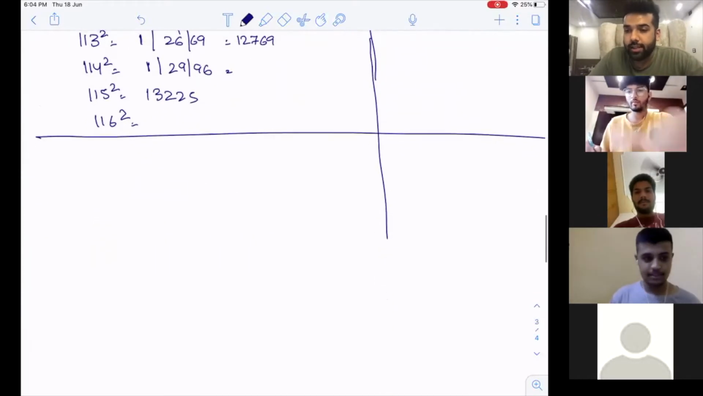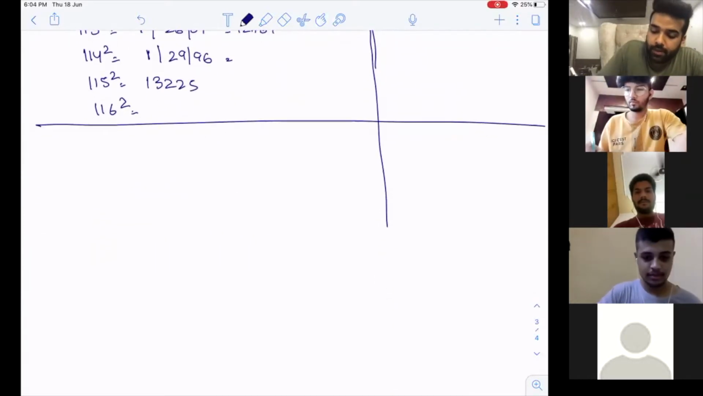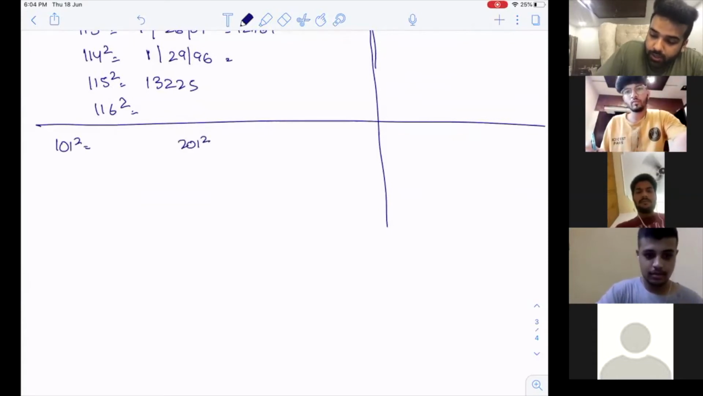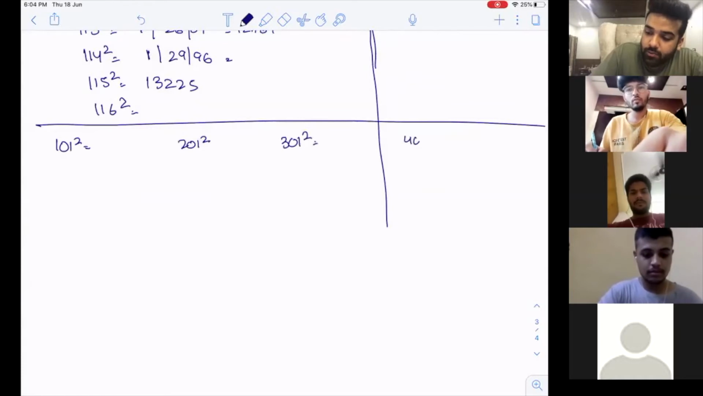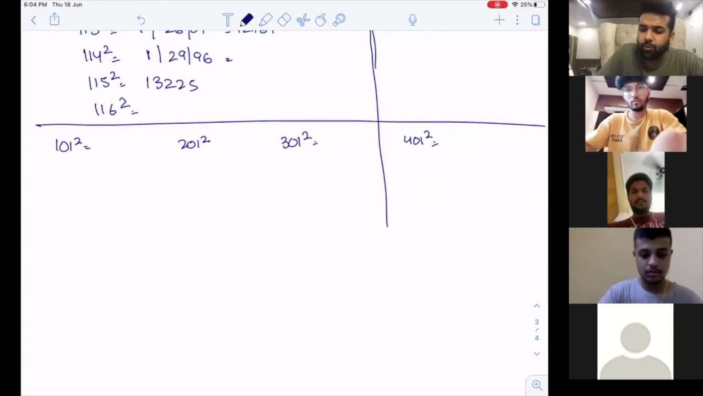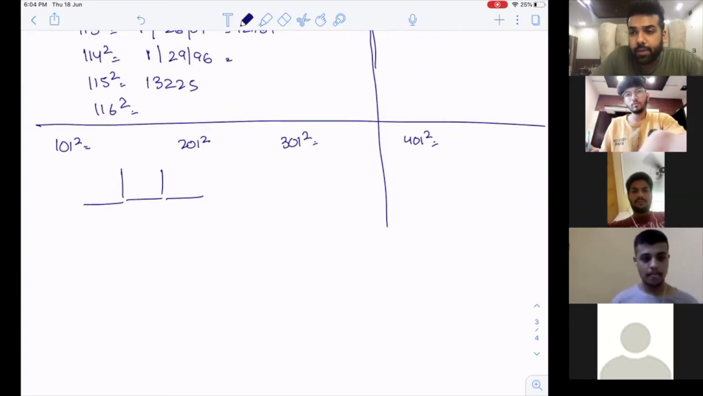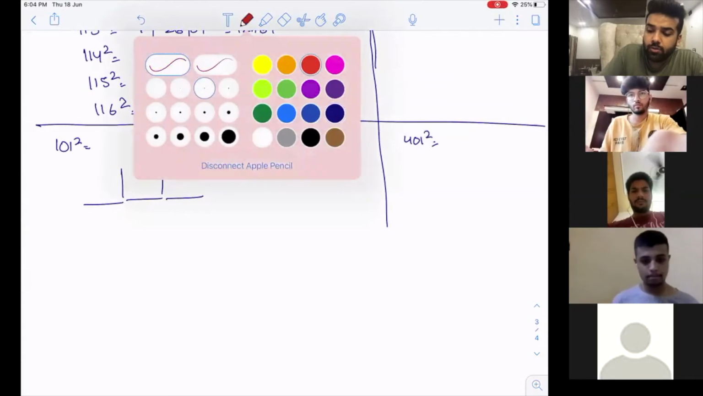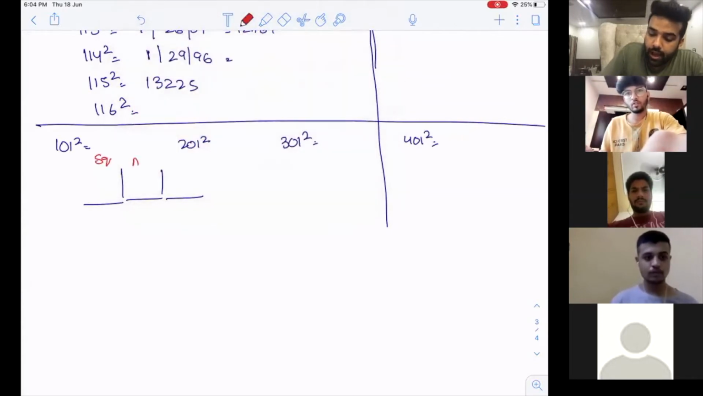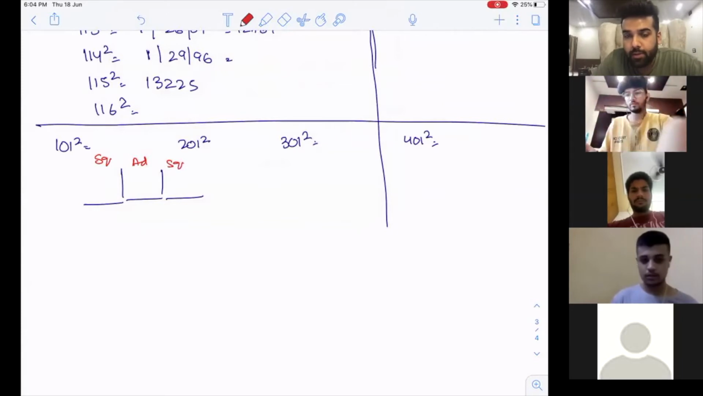Quickly. So let's follow these rules for other things. Suppose 101 square, 201 square, 301 square and 401 square. How do we do it? The same rule follows. We draw again the same thing: units, tens, hundreds, thousands. Can you please tell me the rule? Square, add, square. Yes or no? This was the rule.